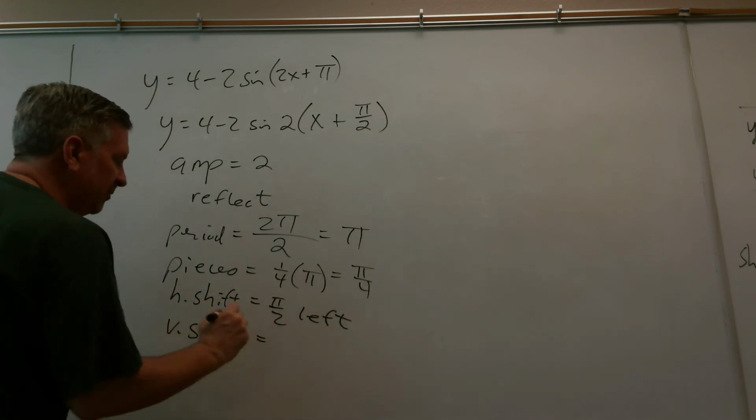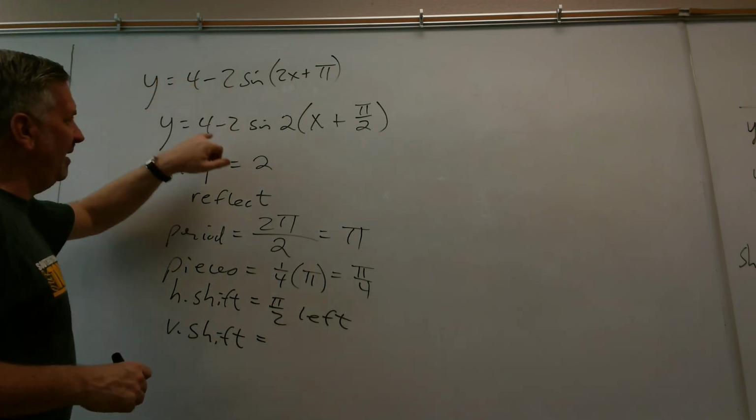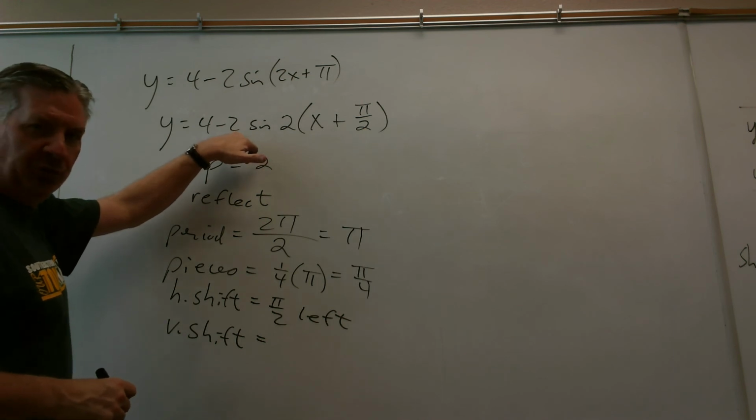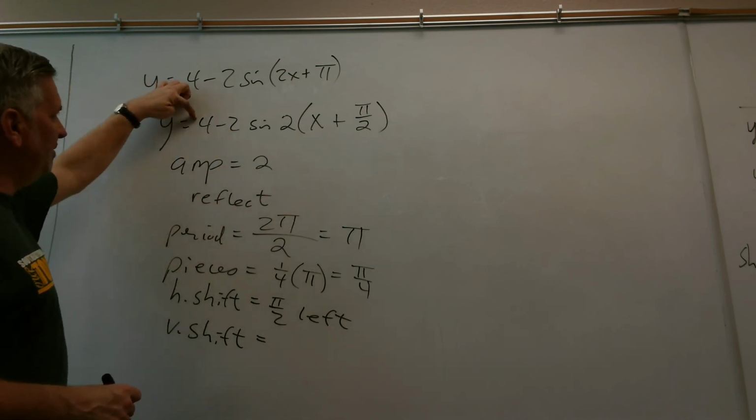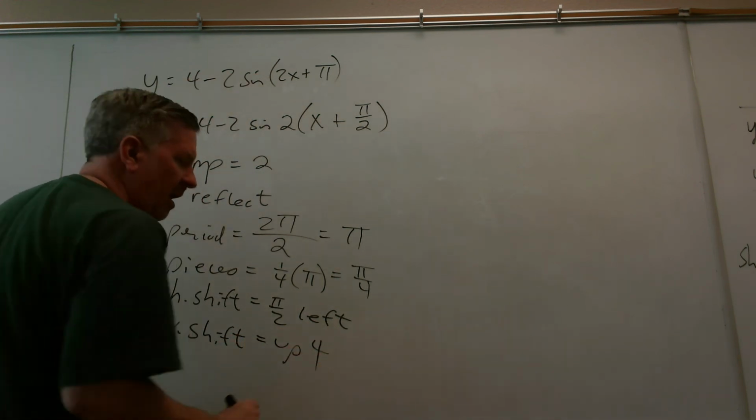Now, did you say the correct number here? It's 4, but is it up or is it down? Be careful, the negative is on the 2. That was for the reflection. This is 4. You're adding 4 to the rest, so you're going up 4.